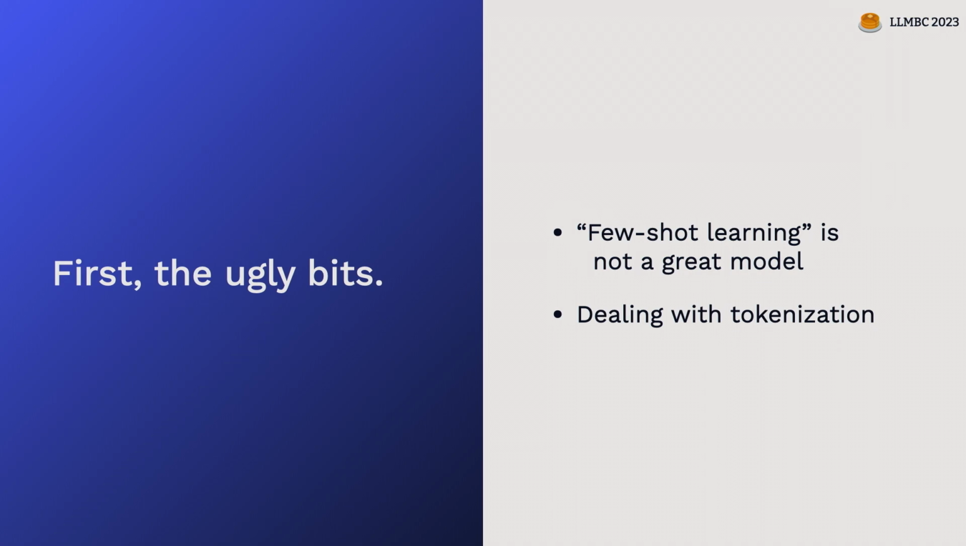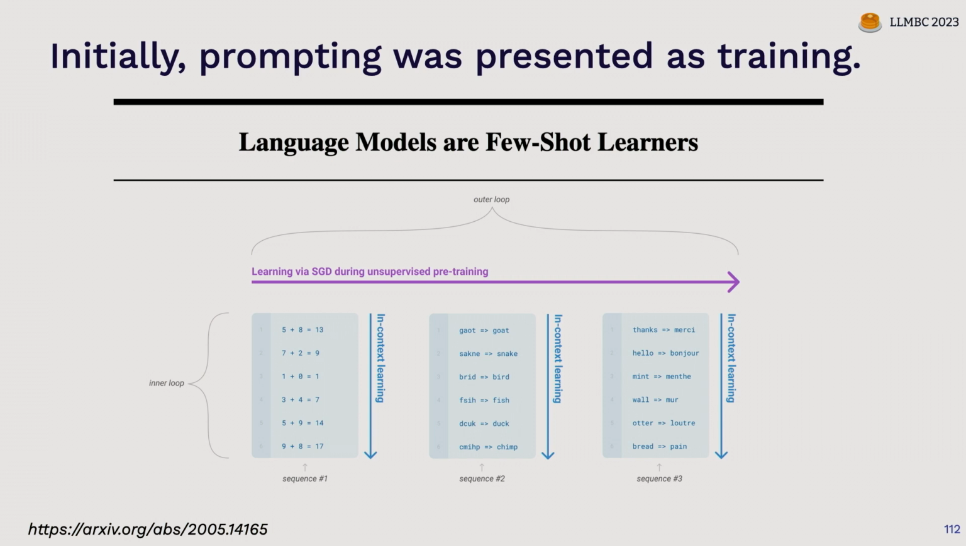The first is that few-shot learning, as described in the original GPT-3 paper, is not actually a very good model for how to get these models to do what you want. The paper was called Language Models Are Few-Shot Learners. If you'll recall a slide from this morning, they discovered that if you provide models with a handful of examples of the behavior you want, these large language models, these 175 billion parameter models, are able to generalize to the n+1th example surprisingly well.